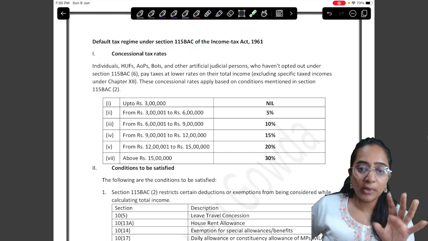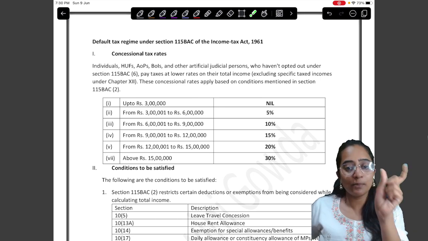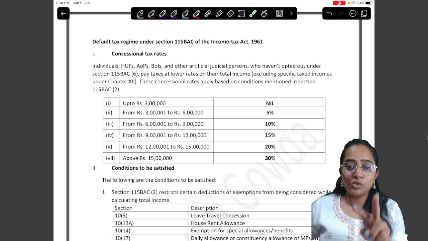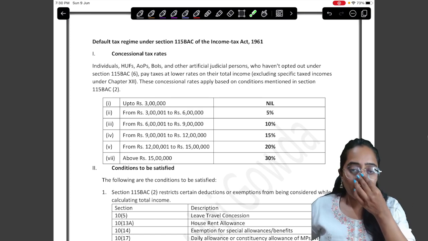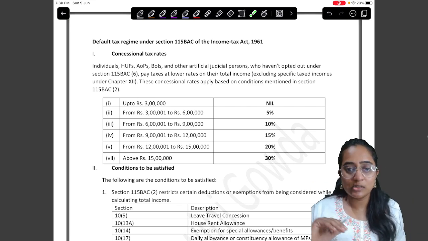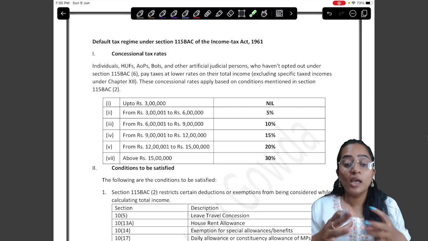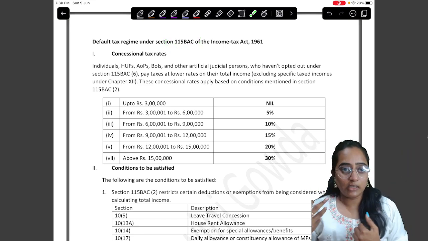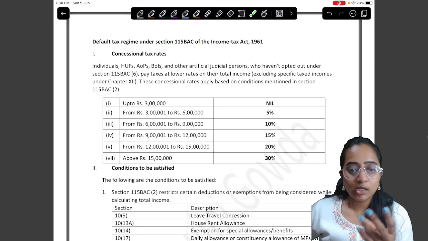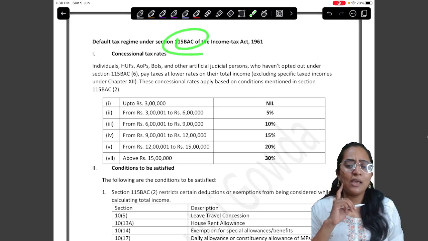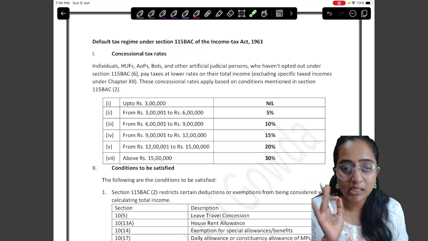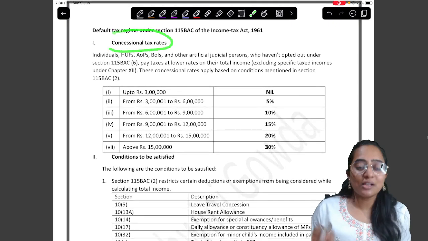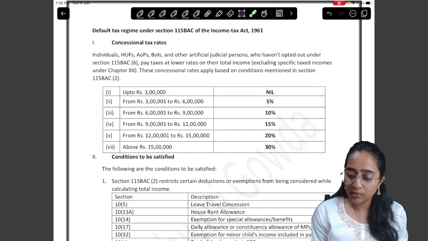See, in your school you are given a particular name which you write on a label, right? But at home you will be called Ammu, Chinnu, so many things. Your friends will call you by some name, your parents by some other name. In a similar way, 115BAC also is lovingly called by so many names: default tax regime, concessional tax rate, new tax regime, 115BAC. Everything means the same. There is no difference. Clear?